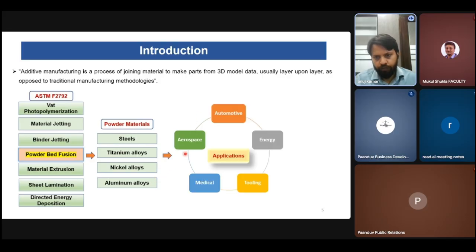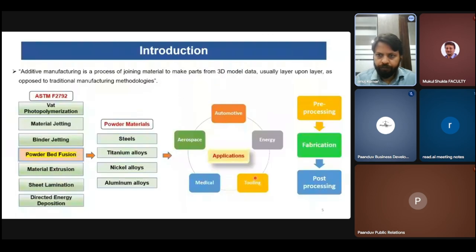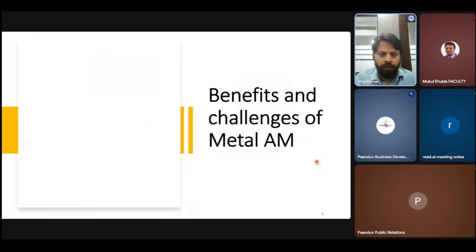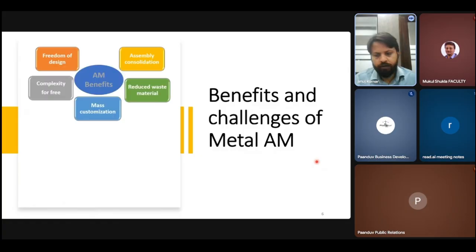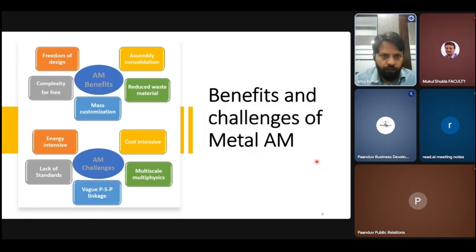These are a few application areas like automotive, aerospace, the medical sector, as Mukul sir has already told you, surgical implants, the energy sector, and the industry tooling sector. And this is the basic algorithm. We start with the pre-processing, we fabricate the part, and we do the post-processing. So what are the benefits, Mukul sir already covered, but I want to talk about the limitations.